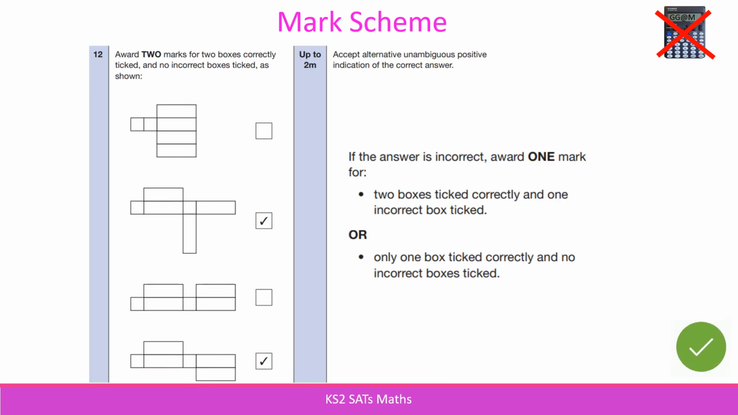The mark scheme on this question says up to 2 marks for 2 boxes correctly ticked and no incorrect boxes ticked. So it should look like this, just the bottom one and the one second down should give you the mark. If it is incorrect, award 1 mark for 2 boxes ticked correctly and 1 incorrect box, or 1 box correctly ticked and no incorrect boxes. So that will give you 1 mark out of the 2 marks. So make sure you've marked off 2. If you have made a mistake, then you can possibly get 1 mark.